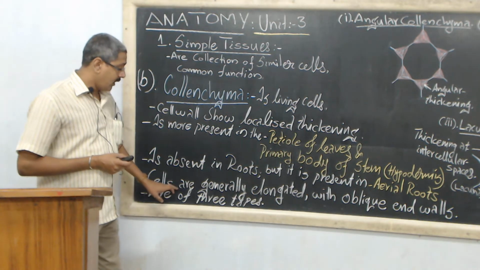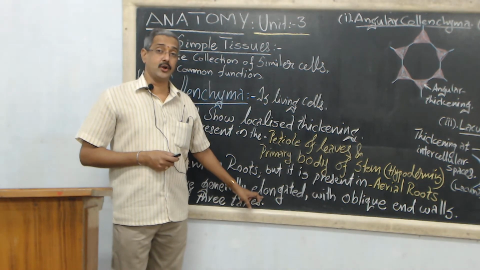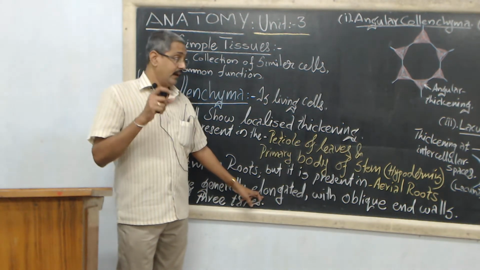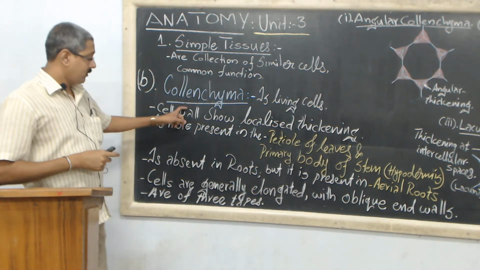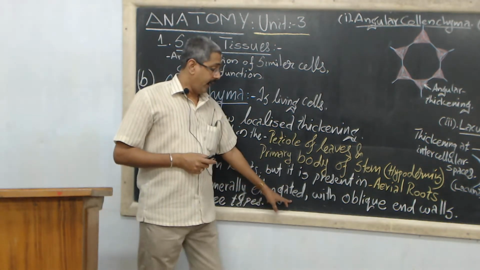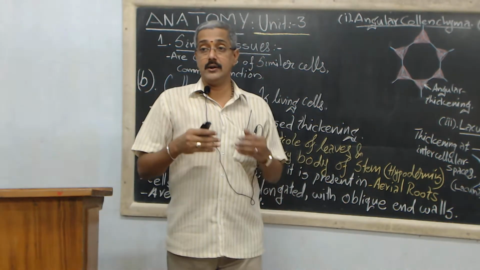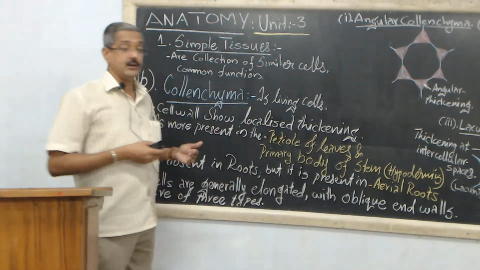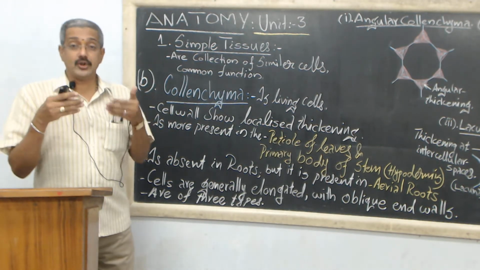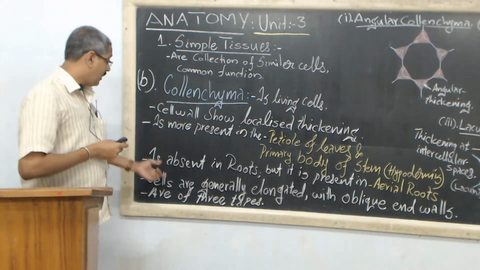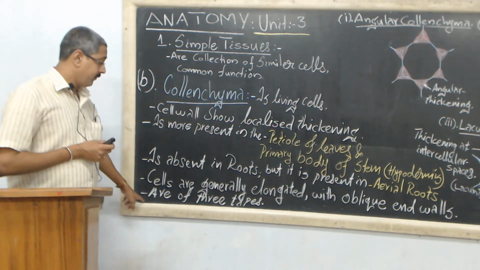Okay, and the cells are generally elongated. As in the case of parenchyma, it is isodiametric, that means it is somewhat equal in size. But here the structure reveals that the collenchyma cells are generally elongated and with oblique end walls. The end to end walls show an oblique nature, that is an irregular nature, not only in a similar fashion of structural differentiation. So, cells are generally elongated with oblique end walls in collenchyma and are of three types.